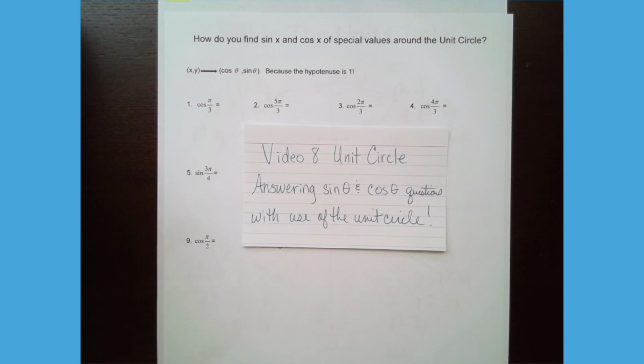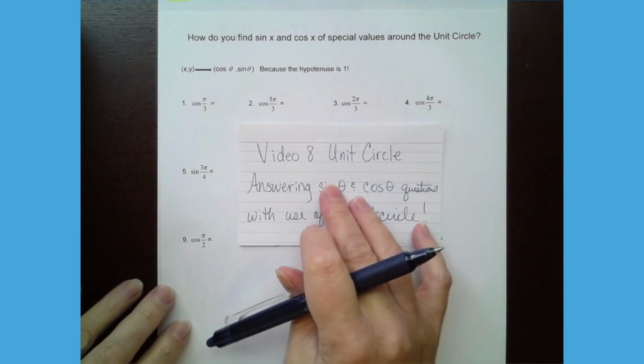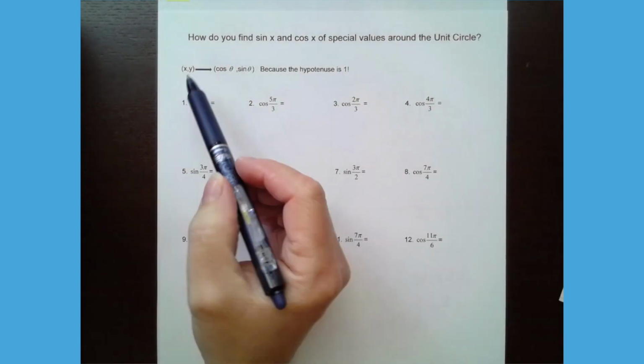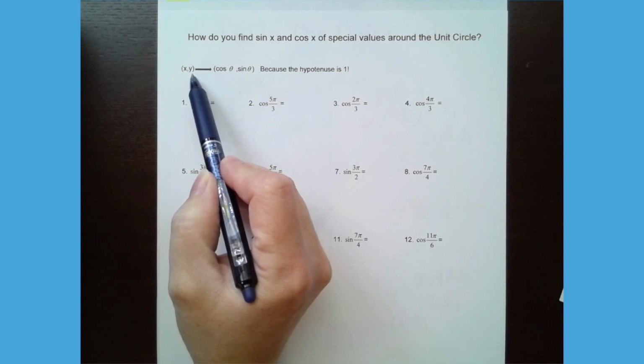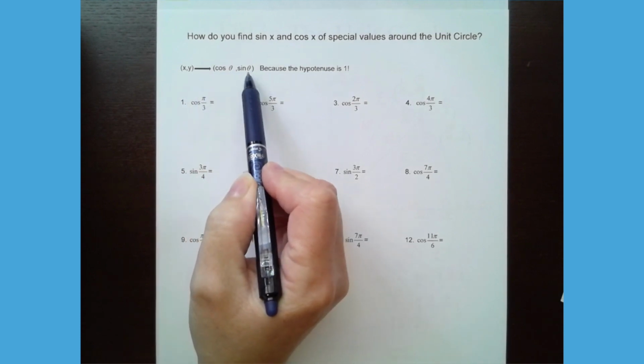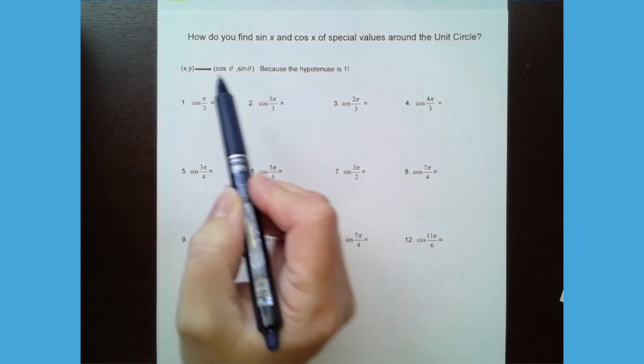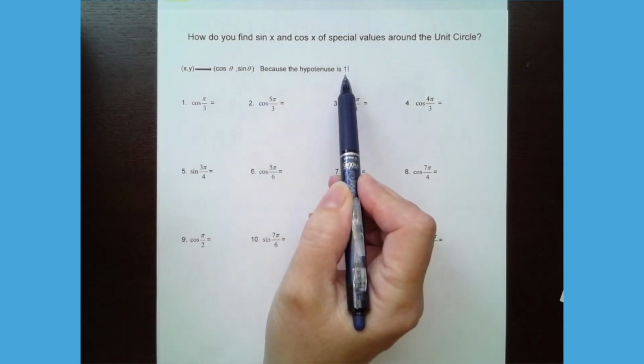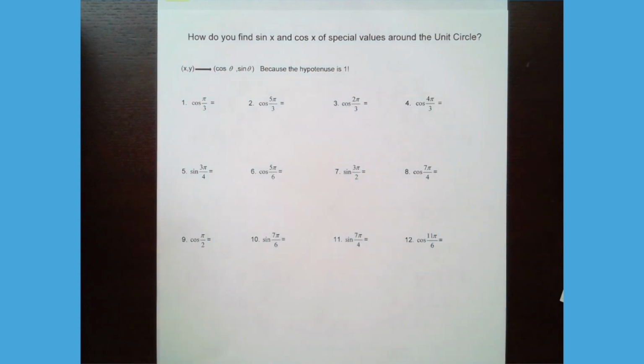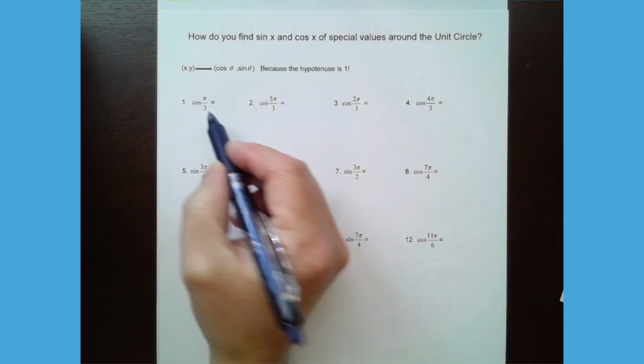So now we're going to really start answering some trigonometric questions using the unit circle. Let's talk a little bit about what we did in the last video. We found out that the x and y coordinates really were the cosine and sine of the angle, and that was true because the hypotenuse is 1 on the unit circle. So how do I find the cosine and sine of the angles around the unit circle? Let's talk about cosine of pi thirds.